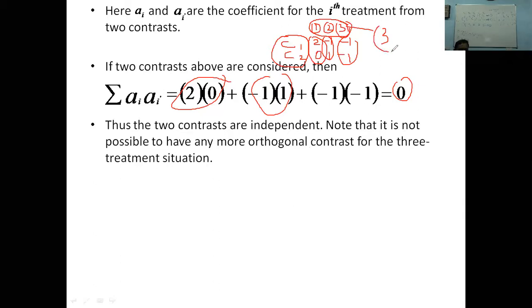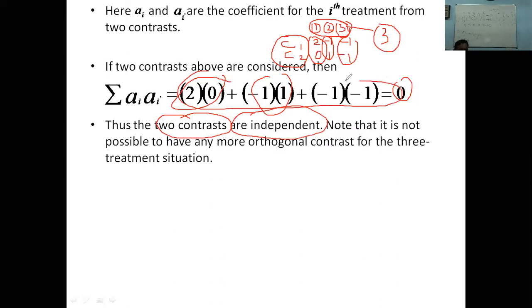So for a 3 treatment case, maximum we can have only 2 contrasts, which are independent. So this is what it shows, the independency, right? So how can we say, if we have T number of treatments, the maximum number of contrasts that we can have is T minus 1, right? If we have 5 treatments, the maximum number of contrasts that we can have is 5 minus 1, which is 4.